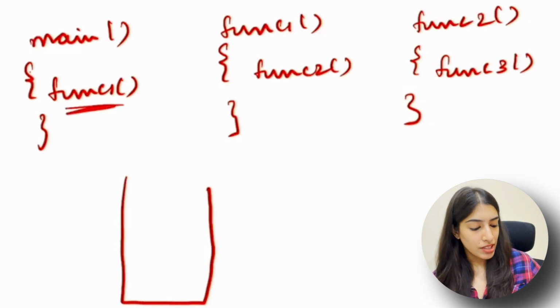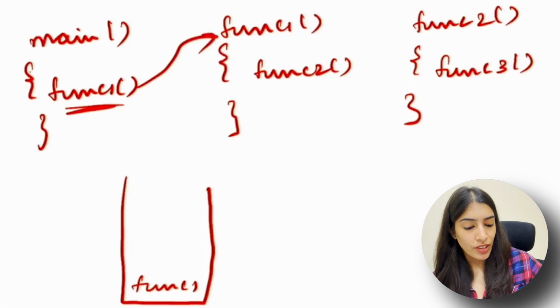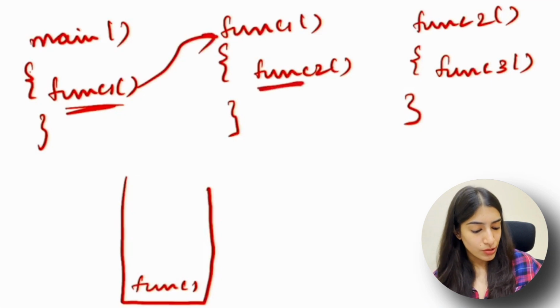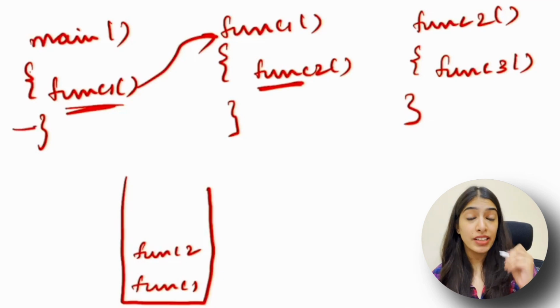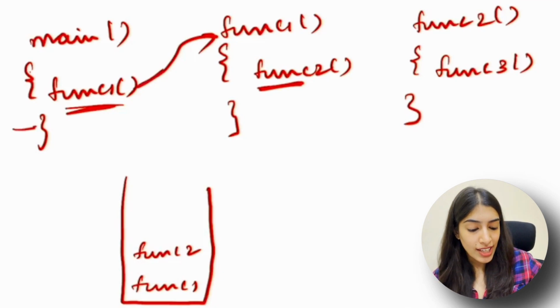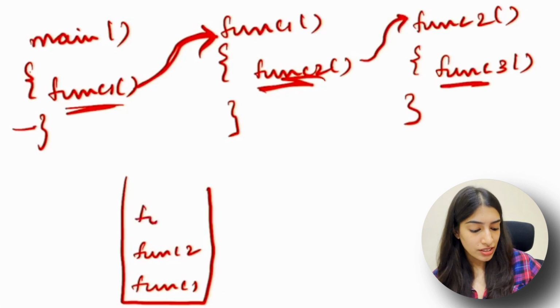From my main, some memory was created for function 1. Now I go to function 1. I see that I have to call function 2. So now some memory is allocated for function 2. When will the memory be deallocated for function 1? When it is done executing. But right now it is not done executing. So when we are inside function 1, some memory is allocated for function 2. Now when we go inside function 2, there is some memory allocated for function 3.